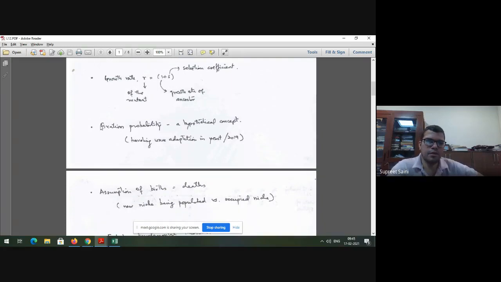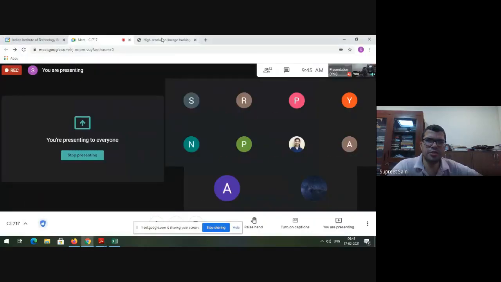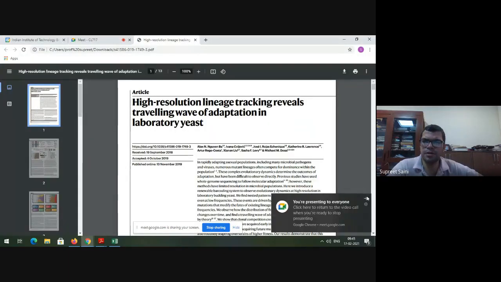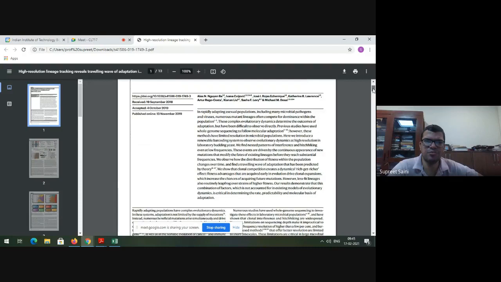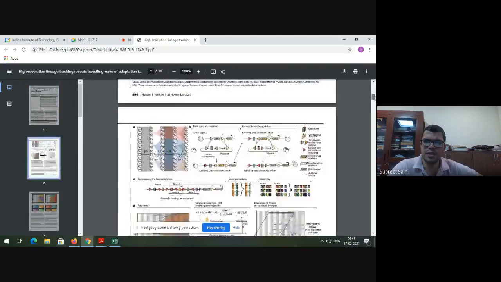Then there was a comment that fixation doesn't really happen, that it's a hypothetical concept. That's not true at all. Fixation is definitely something that we see all the time. These sorts of studies have started coming out a lot in the last 2-3 years. This is a paper in Nature from 2019, and these are experiments done using yeast.